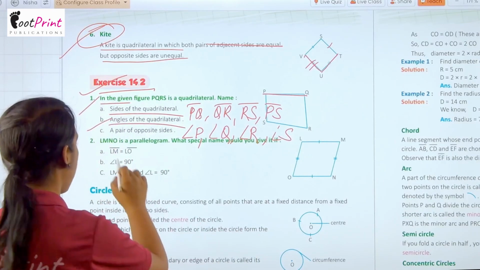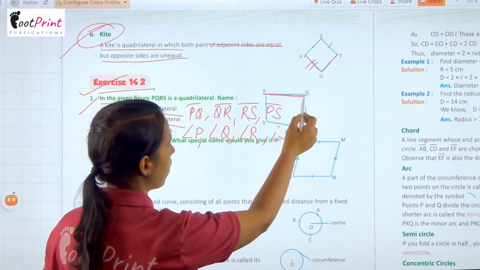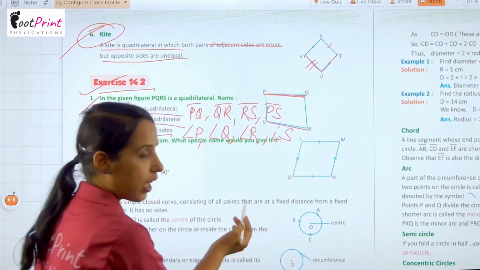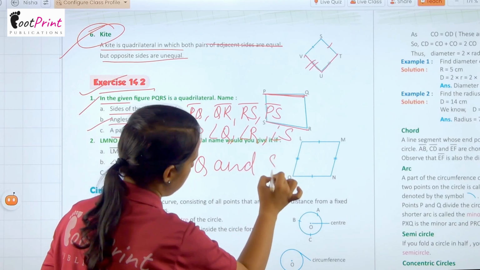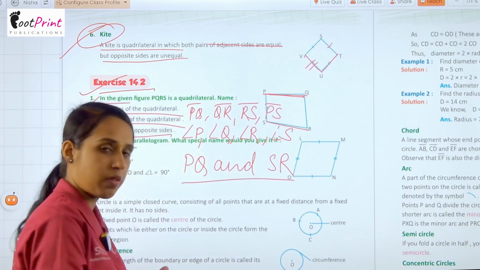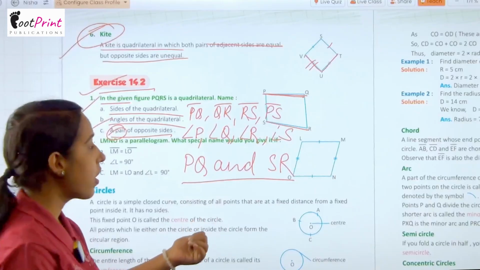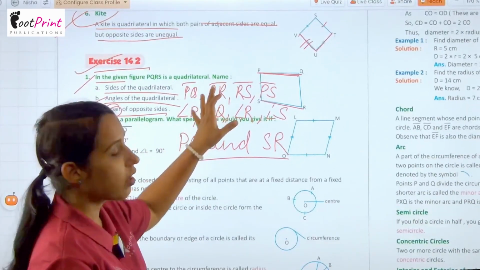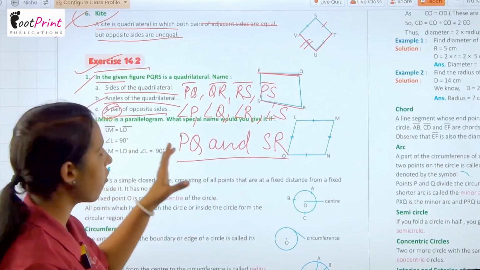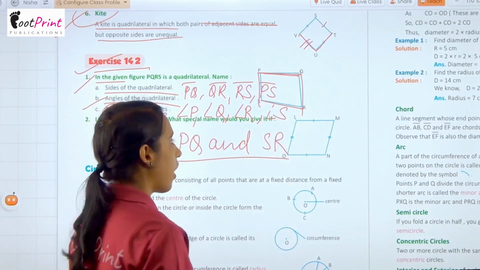Okay, and then a pair of opposite sides. Which are the opposite sides? PQ is opposite to SR. So PQ and SR, these are the opposite sides. Okay, and we have to write only a pair. That's why I am writing this. If the question asks that you have to write pairs of opposite sides, then we will also write PS and QR.